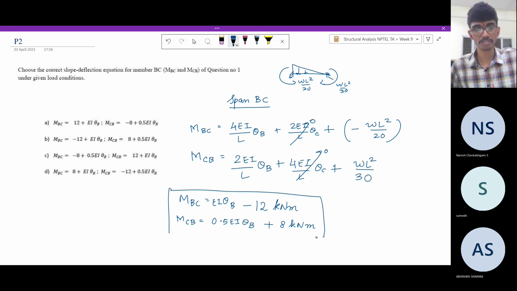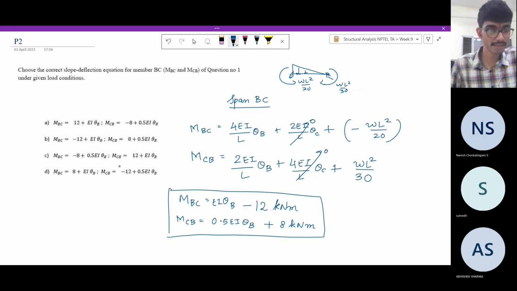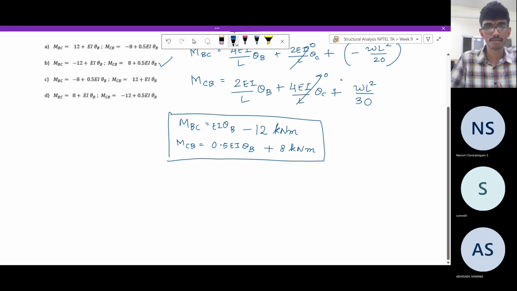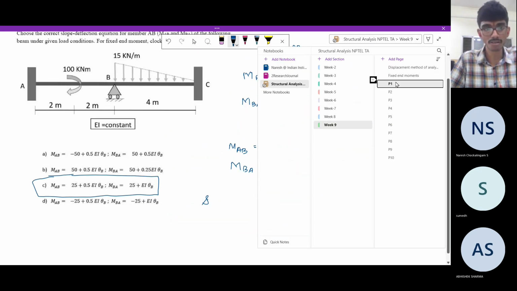So which option is that? MBC is minus 12 plus EI theta B, and MCB is 8 plus 0.5 EI theta B. So it is option B. Now we are all set. We can solve the problem.